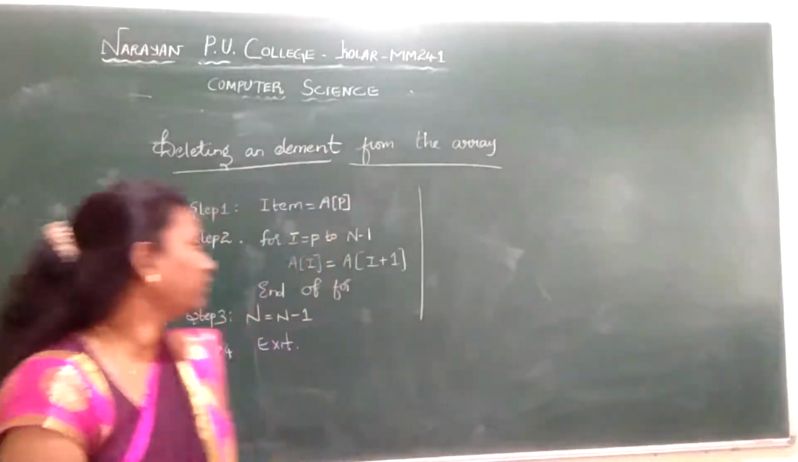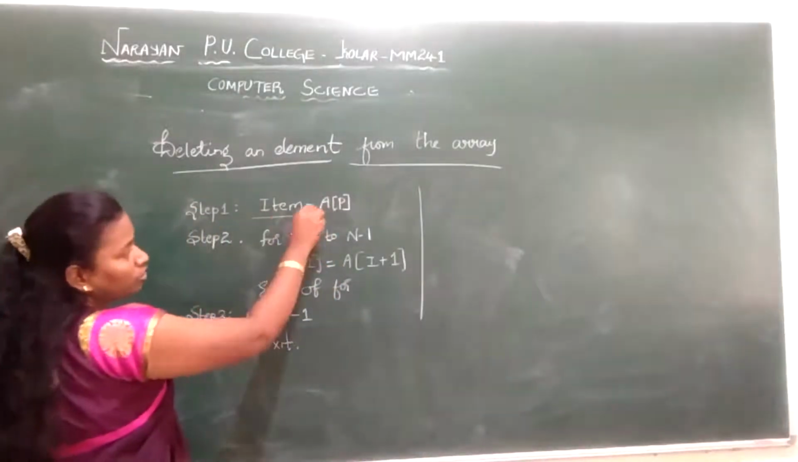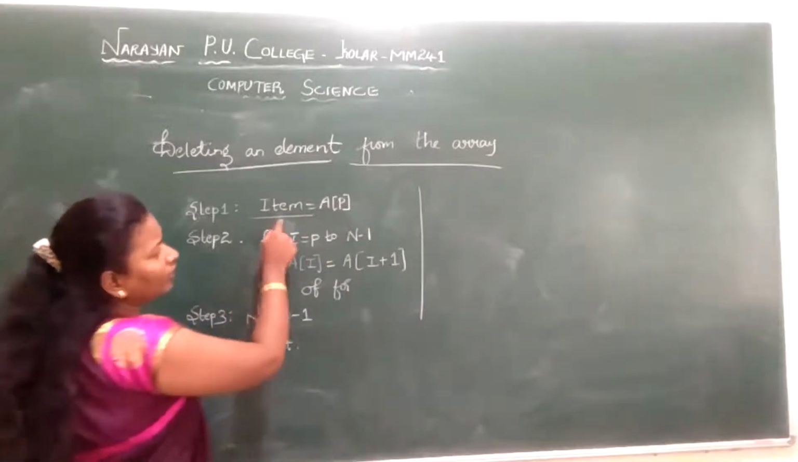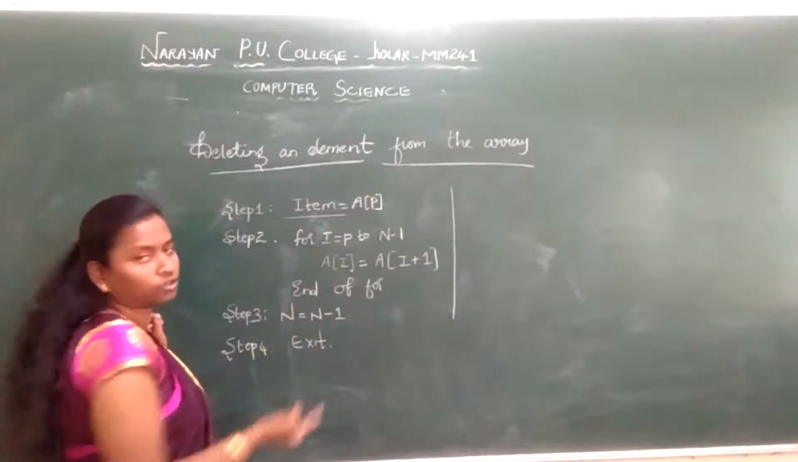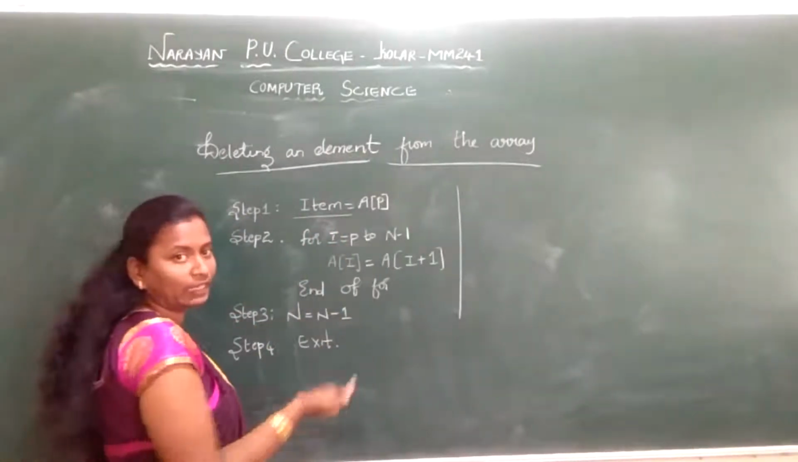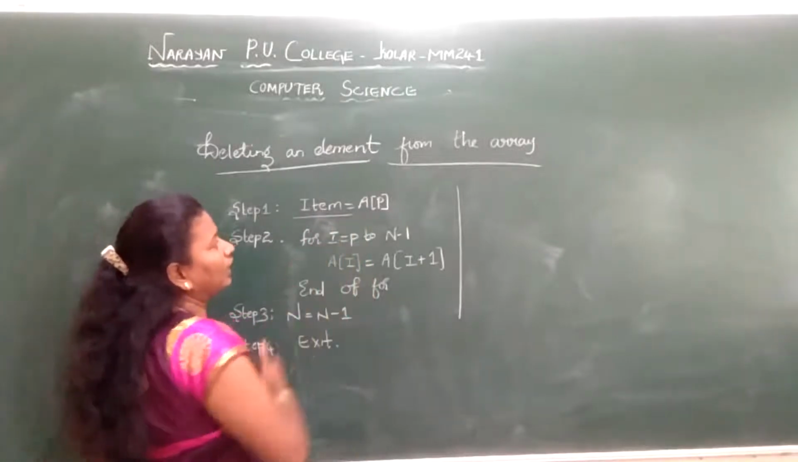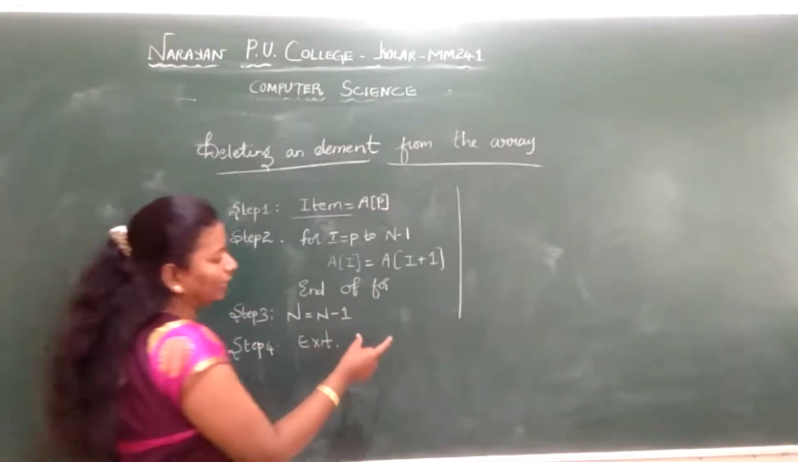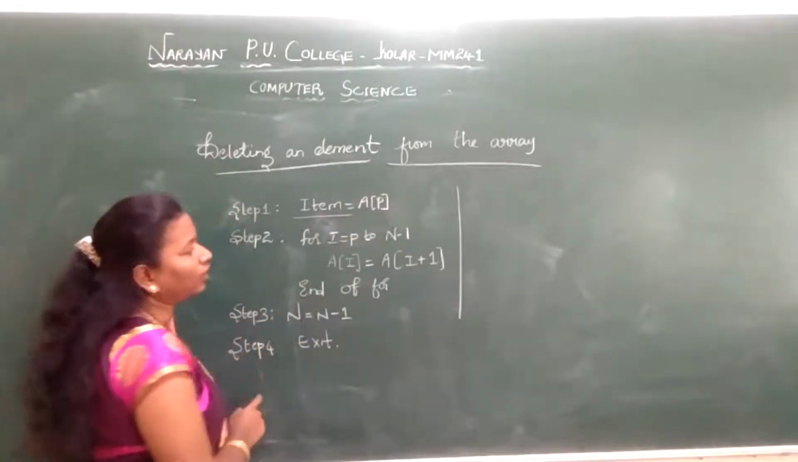Now I've written the algorithm here for deleting an element from an array. First we should know the item. If you want to mention the position you can, otherwise the position is not needed. If you tell the item, it will search for the item and we can delete it at that position. Otherwise you have to tell the item and the position, and then we can delete the element from the array.